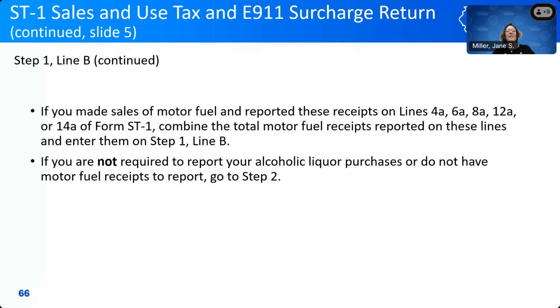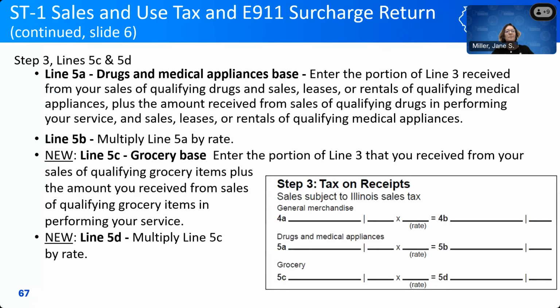If you made sales of motor fuel and reported these receipts on lines 4A, 6A, 8A, 12A, or 14A of Form ST1, you need to combine the total motor fuel receipts reported on these lines and enter them on Step 1, Line B. If you are not required to report your alcoholic liquor purchases or do not have any motor fuel receipts to report, go to Step 2 on the ST1.